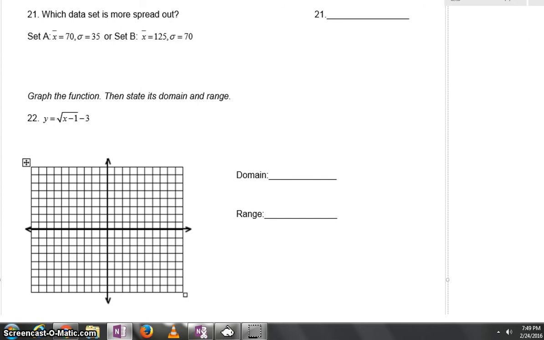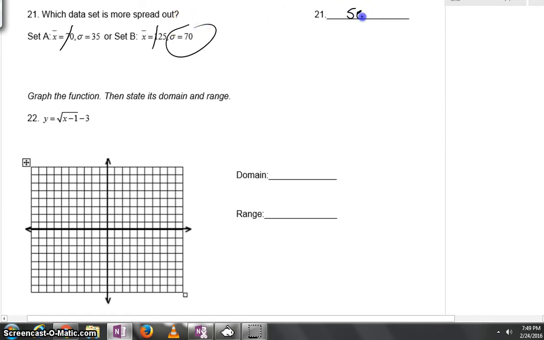Finishing up our second practice test for Chapter 7 in Algebra 2, take a look at number 21, last page of the test. Which data set is more spread out? Well, we don't even have to look at the means. Just look which sigma is bigger. You can see a sigma of 35, sigma of 70 is bigger, so we'd say set B is more spread out. Sigma is a measurement of how spread out the data is. The bigger sigma is, the more spread out the data is.